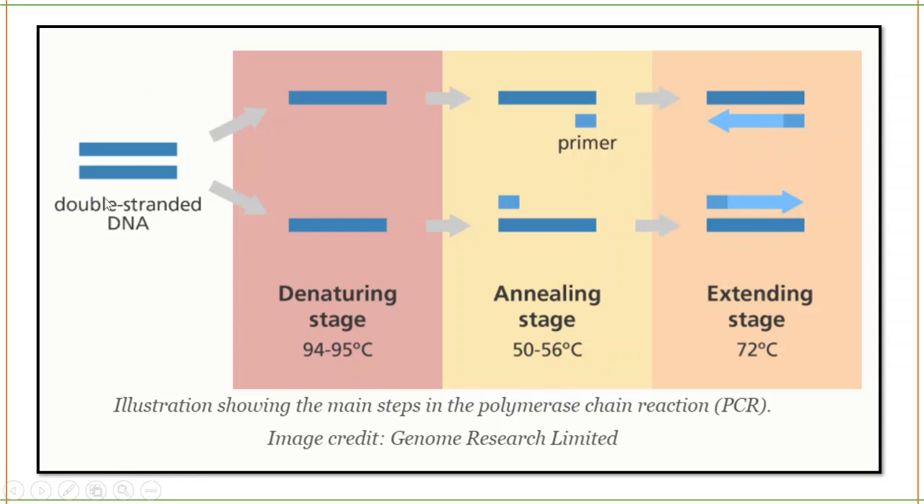So now from one double stranded DNA, you get two double stranded DNA. The templates will be restored. One strand will be going here and another strand will come here. One newly synthesized strand here and another newly synthesized strand here. So the resultant product will contain one copy of the template and one copy of the newly synthesized strand. This is the main step of the polymerase chain reaction.